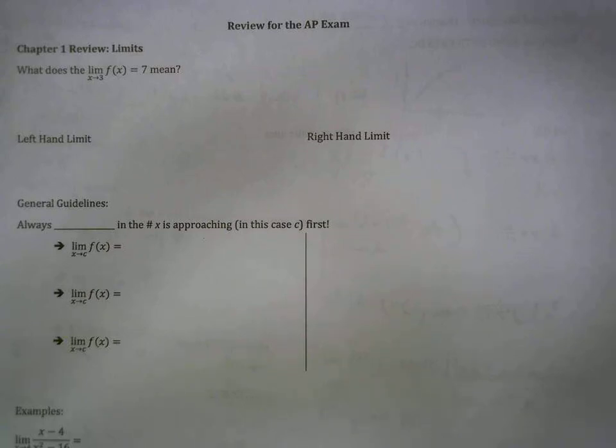Okay, so let's go ahead and jump into chapter 1. And so if you want, it might be beneficial for you to get your chapter 1 notes out, and you can have them side by side and look over anything as we go over it if you need the additional examples or explanations. So chapter 1 was over limits. So the first thing is just saying, what does the limit as x approaches 3 of f of x equals 7 mean? So I'm just going to basically write out what I just said in words.